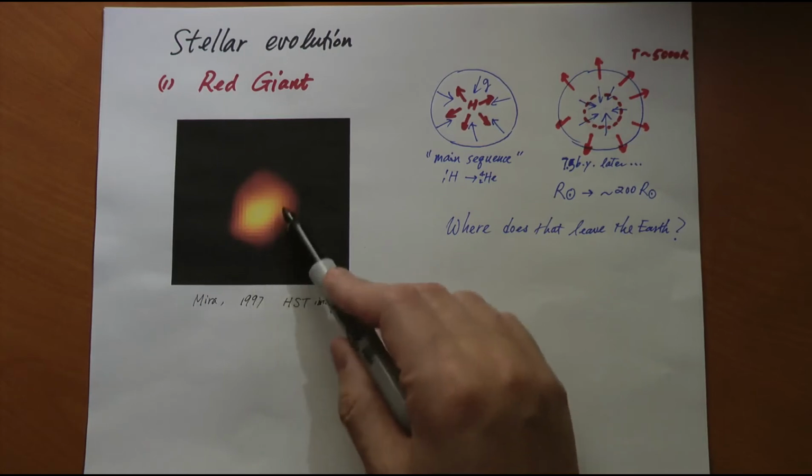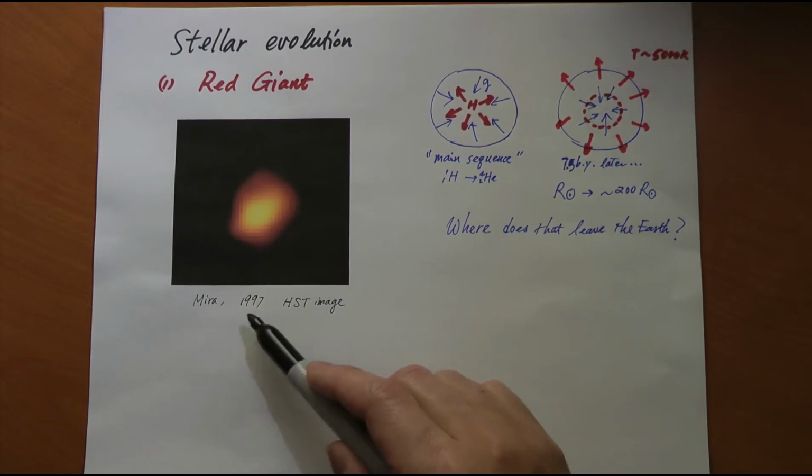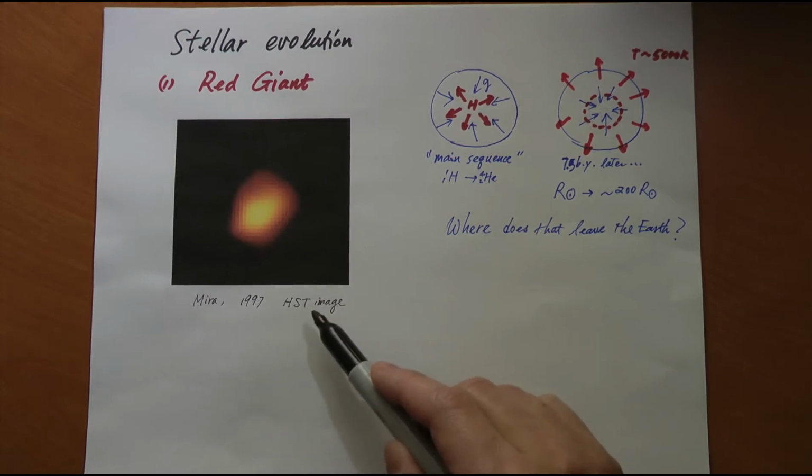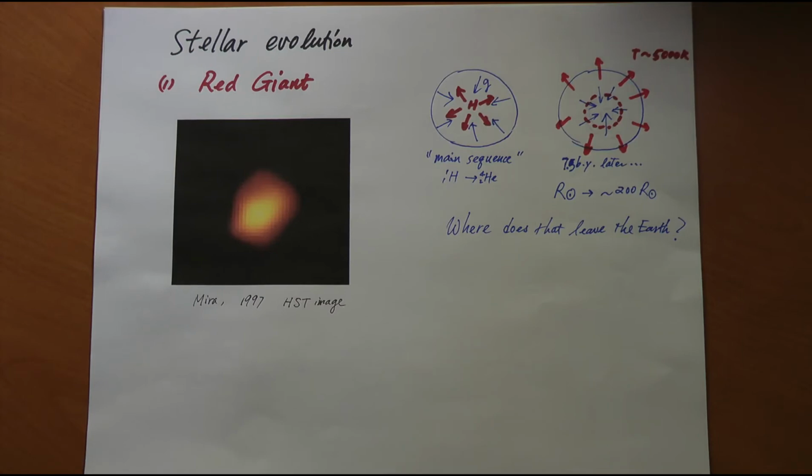This is an example. This is not our sun. This is an example of a red giant observed in 1997. It's from the Hubble Space Telescope, and you can see the color. It's a very distant star, so you don't see all kinds of details, but this is an example of a red giant, and our sun eventually will become a red giant. That's the first step towards its process of death.